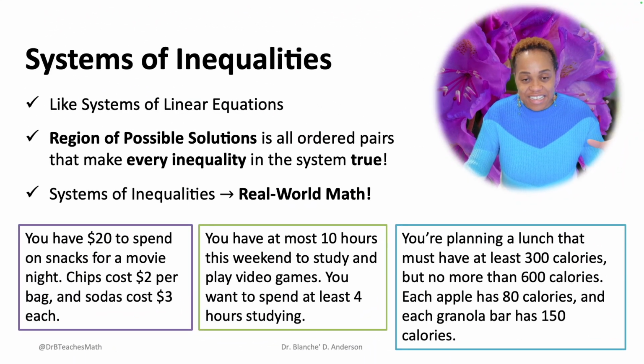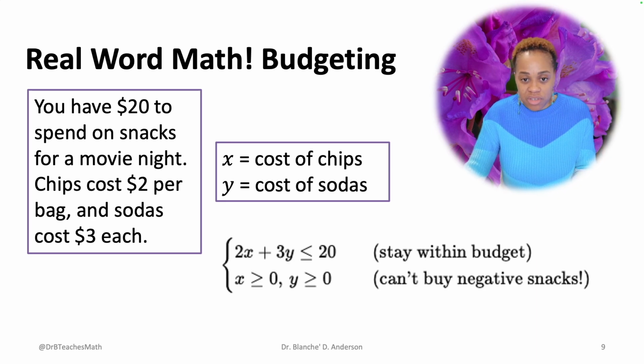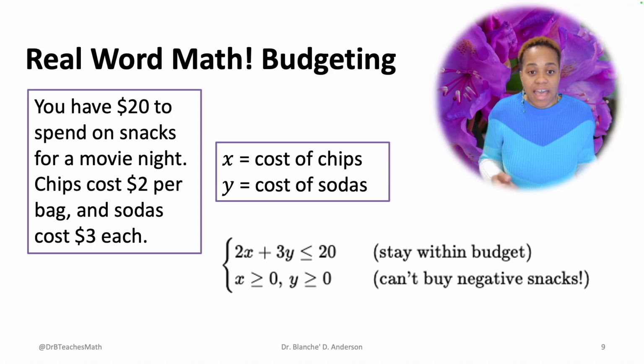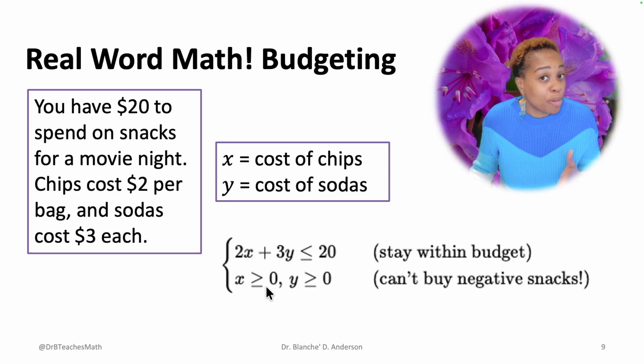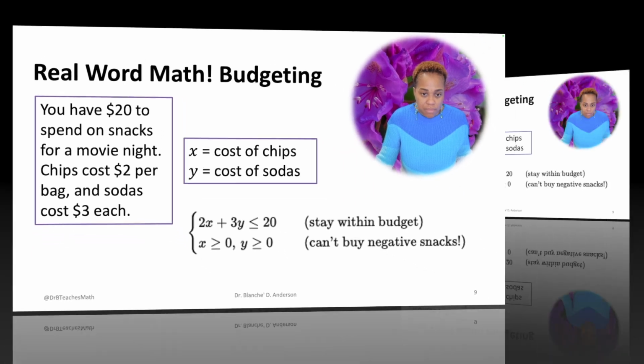So let's look at these individually so you can see. If I let X be the number of bags of chips and Y be the number of sodas, this is what my inequality would look like. Just so I can stay within budget, I need to make sure that however many chips and however many sodas I buy, I have to stay under $20. And then you see these inequalities here at the bottom. That just means you're not going to buy negative 2 bags of chips. You're going to buy some chips and some sodas. You might just buy all chips. You might just buy all sodas, but you're not going to buy a negative amount of anything. So that's what that means.